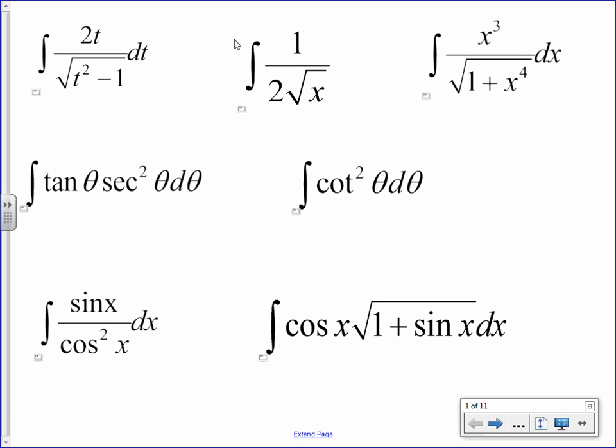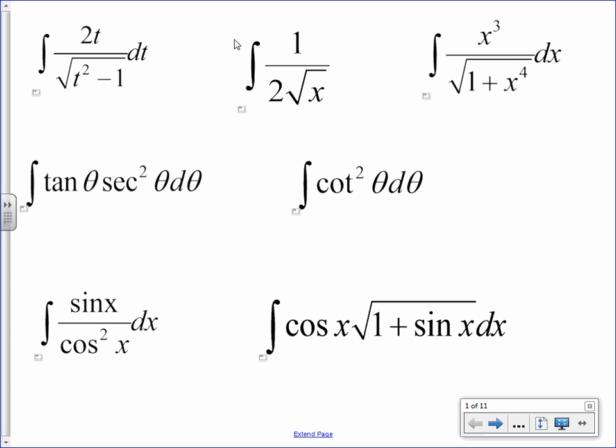With substitution, the more practice you get, the better. You need to be able to recognize when substitution is going to work and when it is not going to work. So these are the examples that we are going to do today. It won't work on the first one.